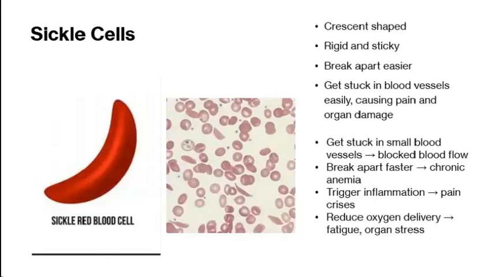Because they break apart faster, this can cause chronic anemia, meaning you're not making enough blood cells in your body because they're breaking down faster than you can build them. It can trigger inflammation, so when cells get stuck, it causes a buildup and inflammation to rise in that area, which causes pain crisis. And it can cause fatigue and organ stress because you're not getting as much oxygen delivered, because the hemoglobin in a sickle cell isn't distributed evenly, so they're not great at carrying oxygen throughout the body.